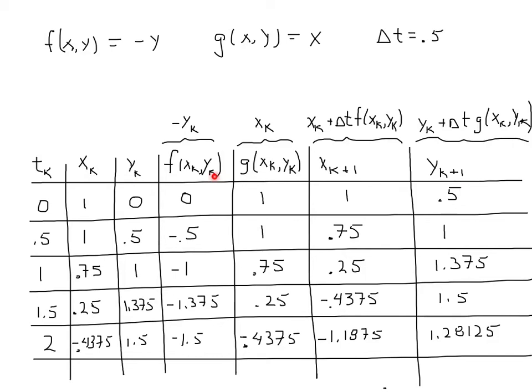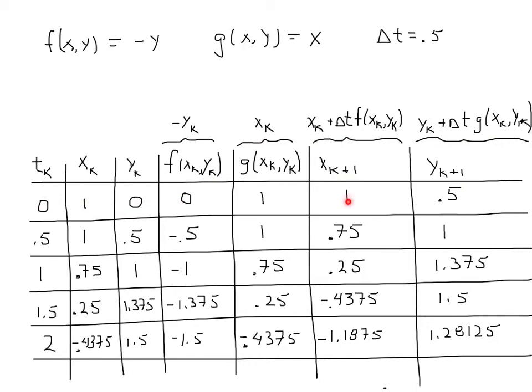In this case, the slope in the x direction is just given by negative y of k, and the slope in the y direction is given by x of k, and the new value of x is just the previous value of x plus delta t times the slope in the x direction. Similarly for y. So we are given at time 0, we're at 1, 0. But knowing 1, 0 allows me to say that this must be 0 because it's negative y, and this must be a 1 because it's x.